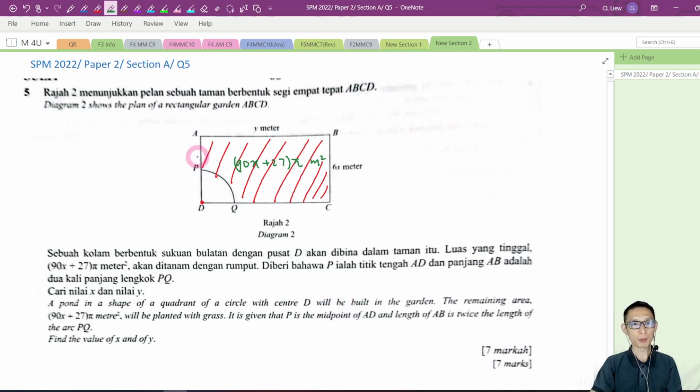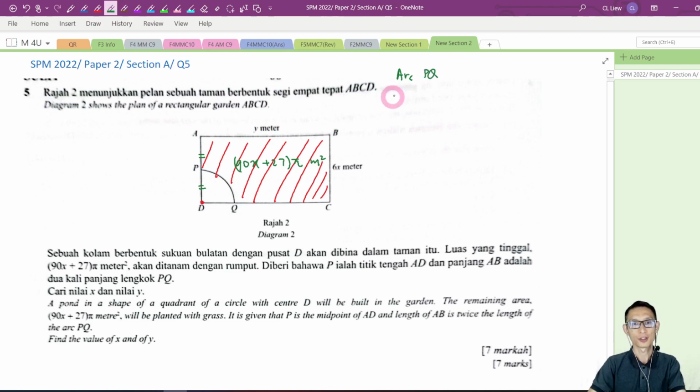It's given that P is a midpoint of AD. So P is a midpoint of AD means that AP is actually the same length as PD. And the last information given here is AB is twice the length of arc PQ. This means that if we have the length of arc PQ times 2, then we will be able to get the length of AB. Now, let me find the length of arc PQ first.